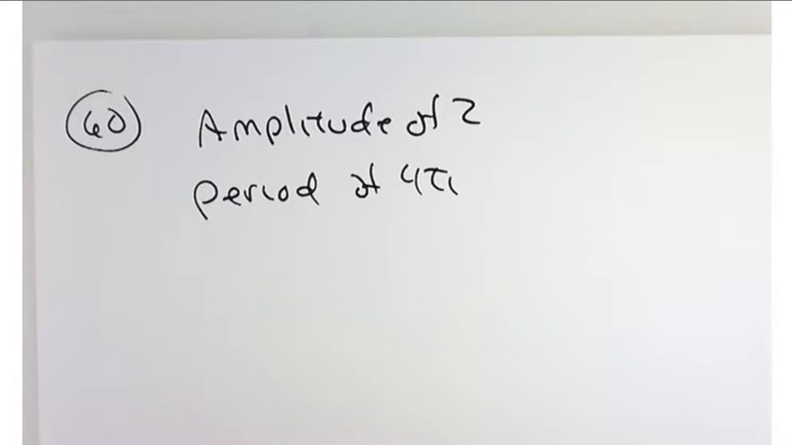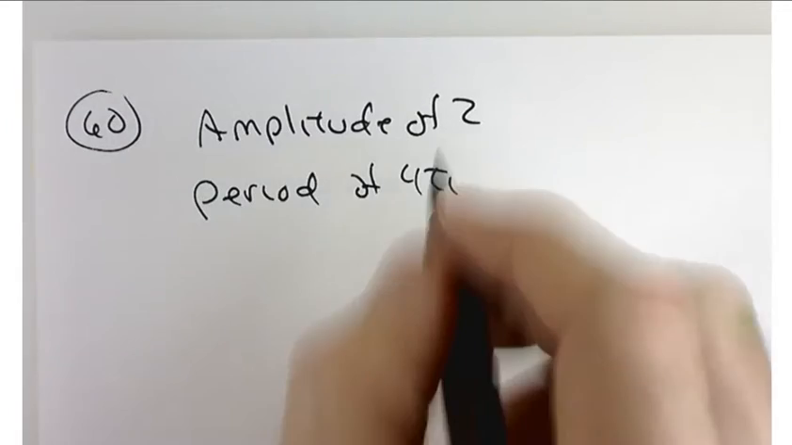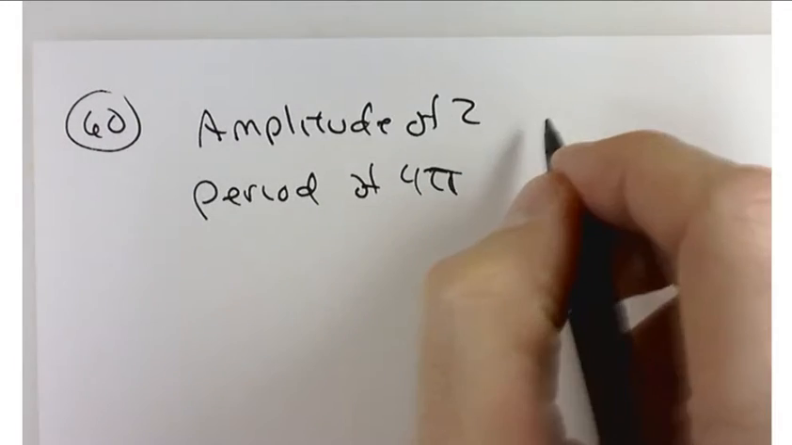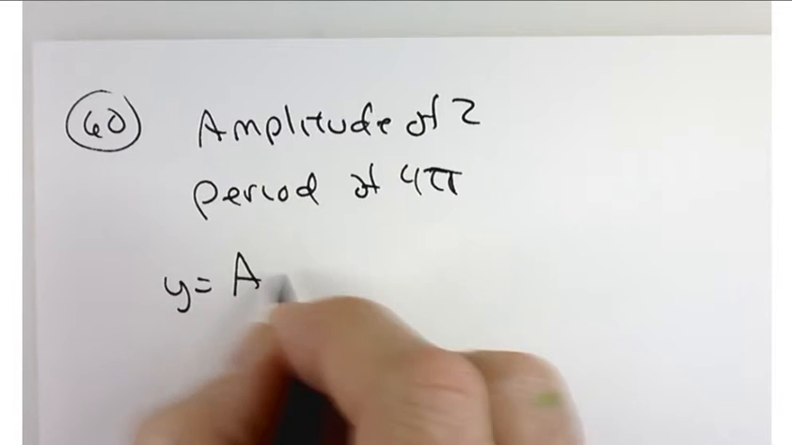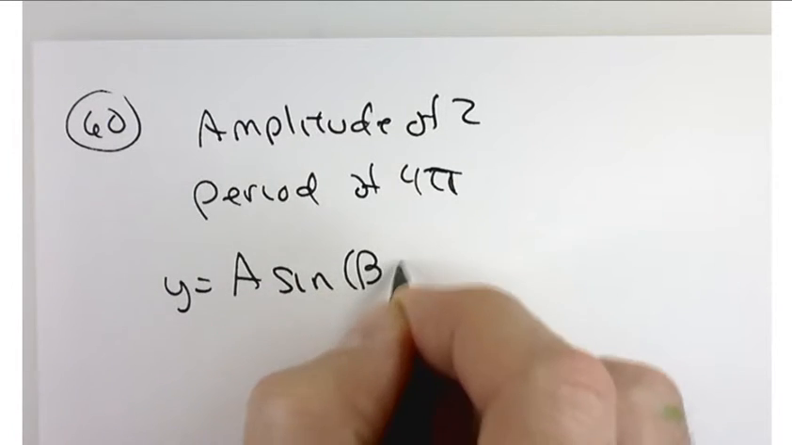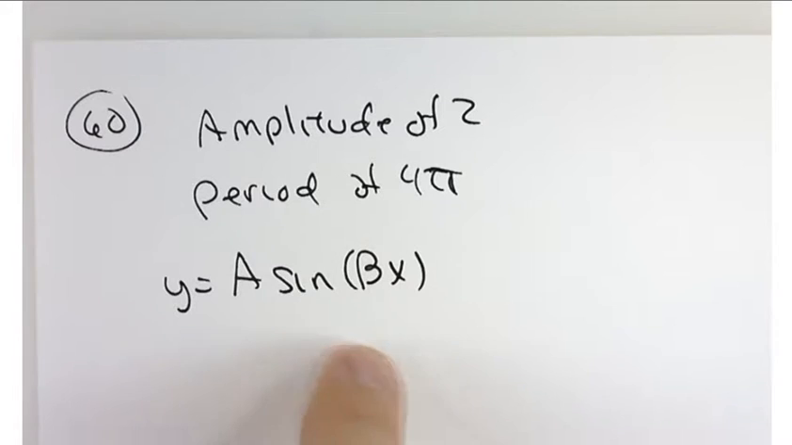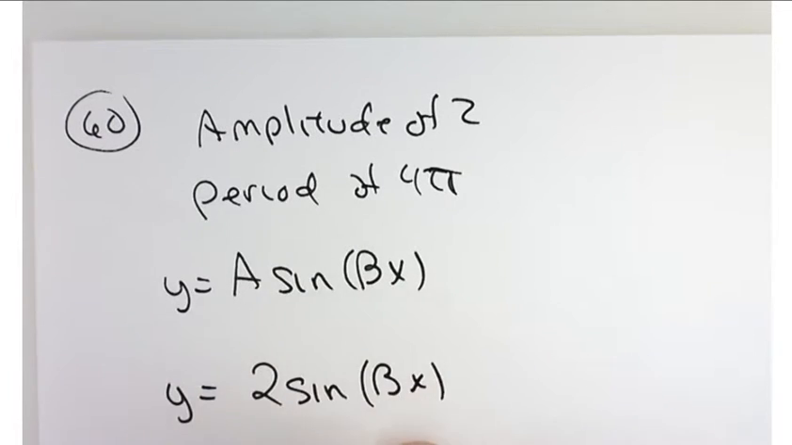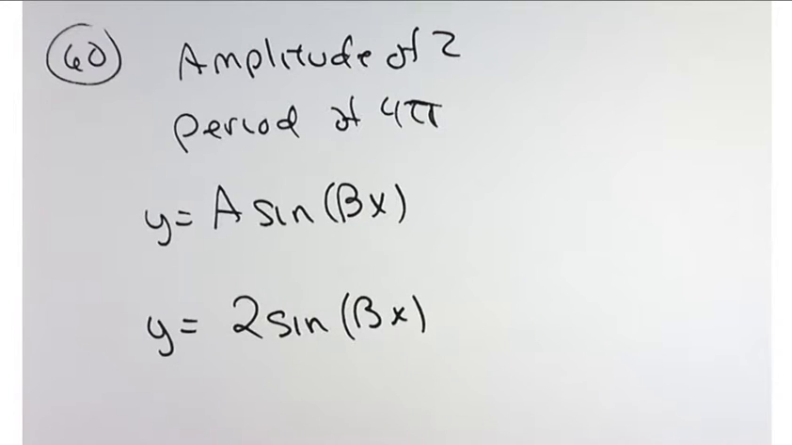All right, so we need to write an equation with these given characteristics. Our equation is going to have this form: y equals a sine of b times x. We need to figure out what a and b are. There's really a couple choices for a, right? a could be 2. What else could a equal? Yeah, a could equal negative 2. It would still have the same amplitude if it was 2 or negative 2.